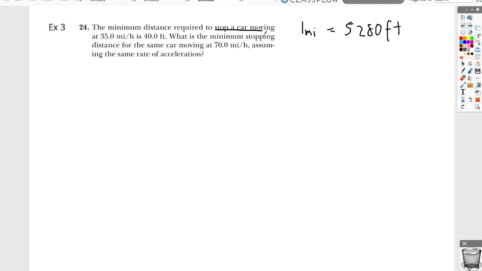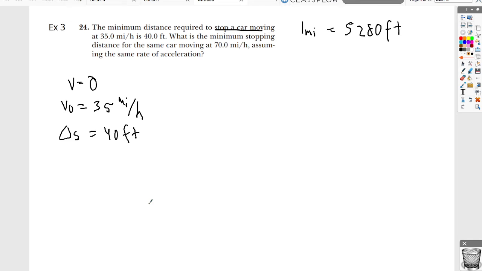The minimum distance required to stop a car moving at 35 miles per hour is 40 feet. So our v is 0 because it stopped. V0 is 35 miles per hour. And the acceleration, we don't know the acceleration. The distance, delta s, is 40 feet.